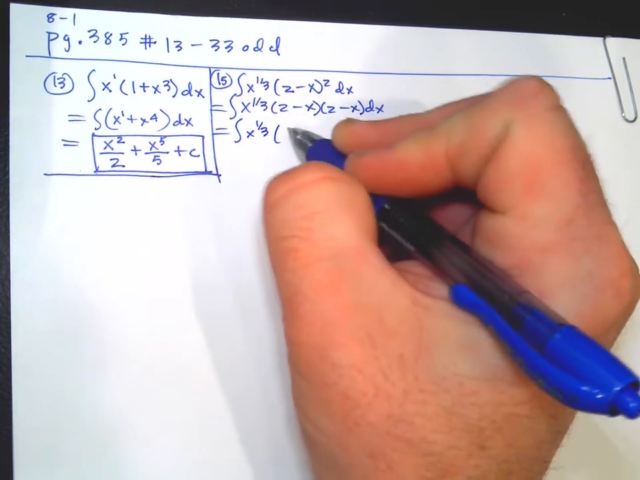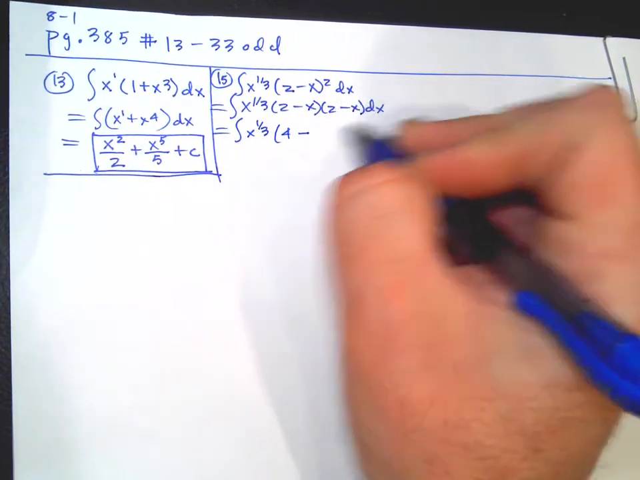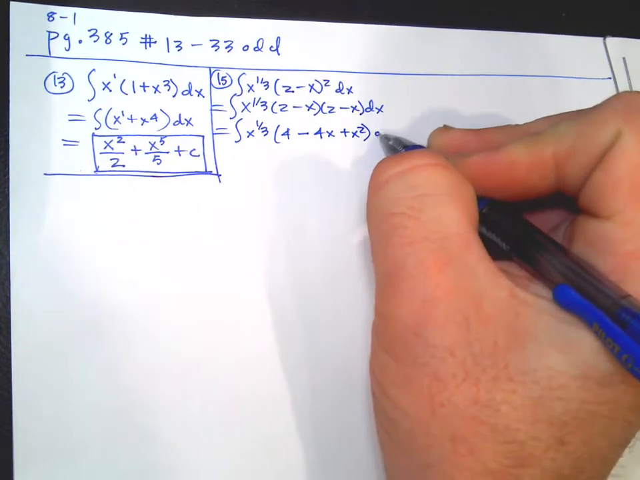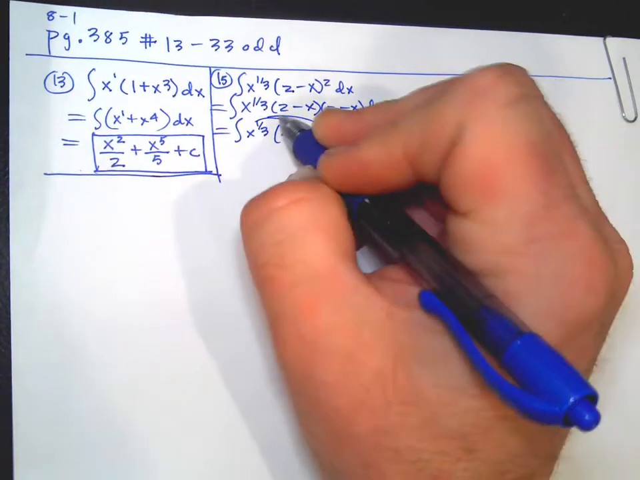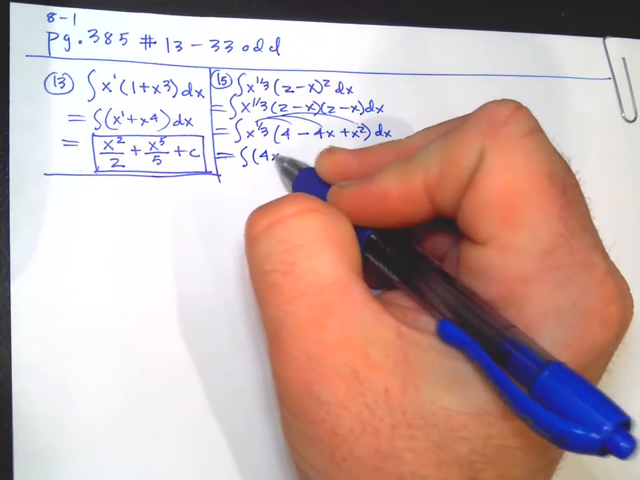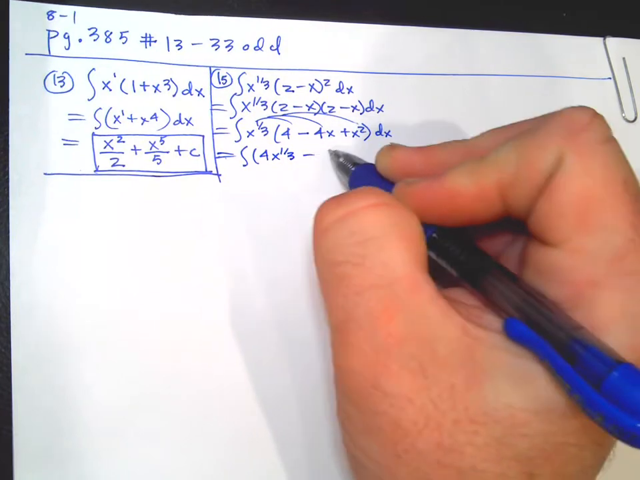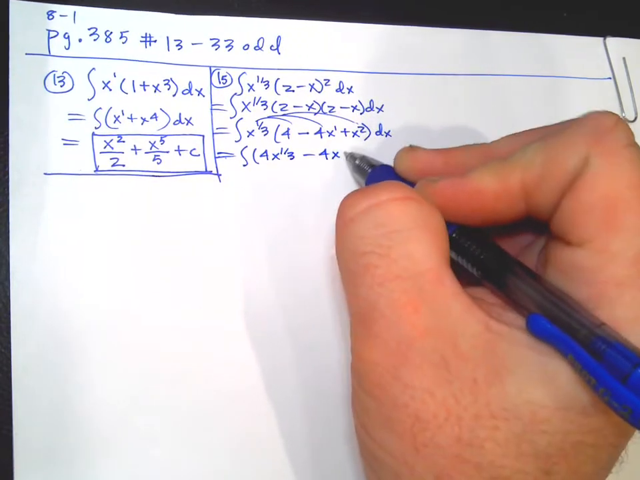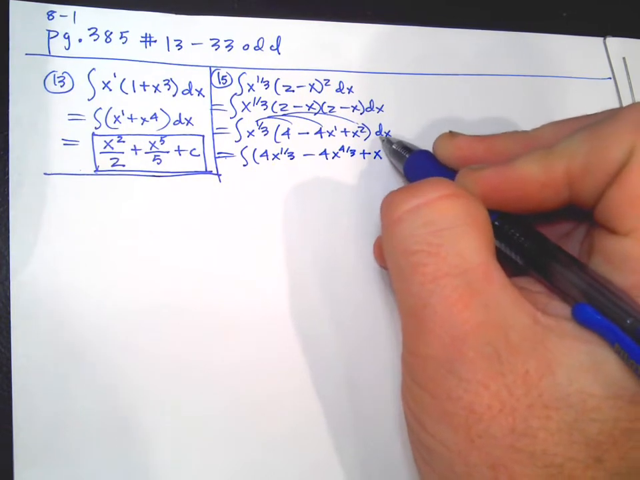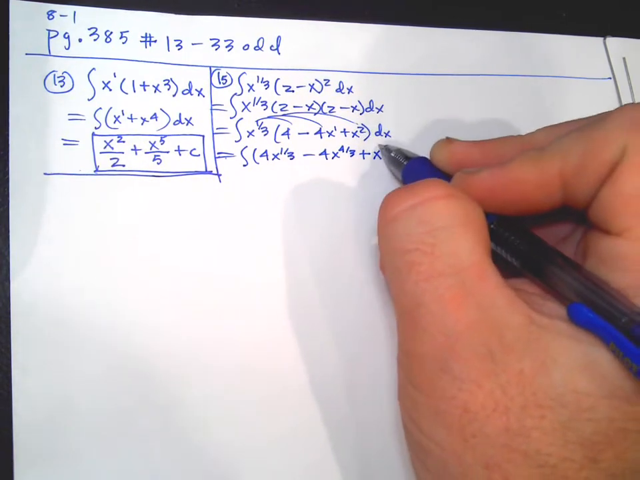So this is going to be 4 minus 2x minus 2x is minus 4x plus x squared. And then we're going to distribute this guy in after that. And we're going to get 4x to the 1/3 minus 4x to the 4/3 plus x to the, what's that going to be, 7/3.